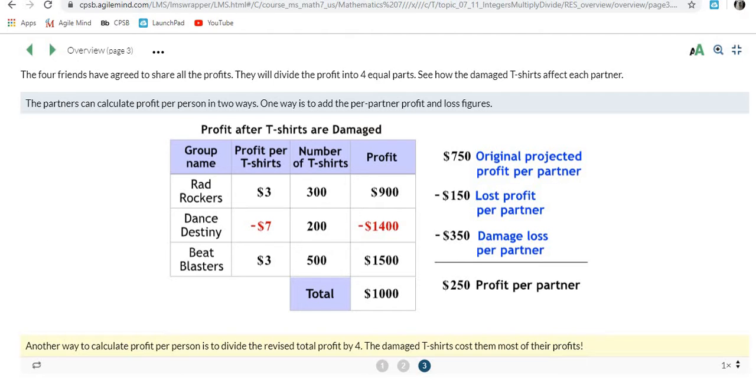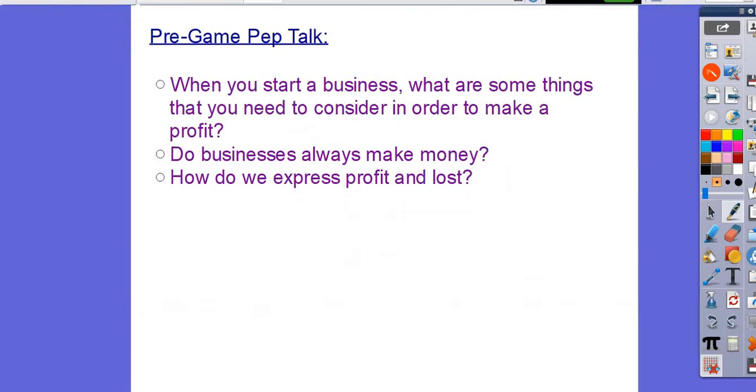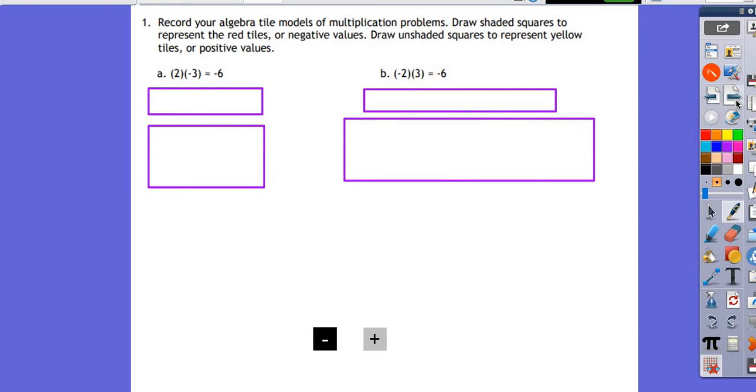So that's basically what this topic is covering. We're covering multiplying and dividing in financial situations. What does financial mean? Like money. Money situations. So we'll be looking at some money situations. We're actually going to start looking at some problems today. That's going to problem 1 in your book. So let's look at problem 1.